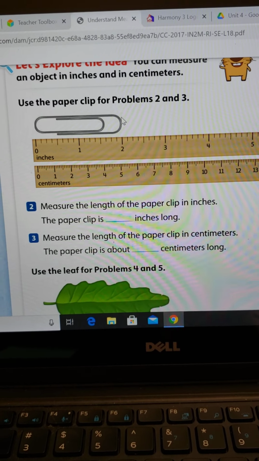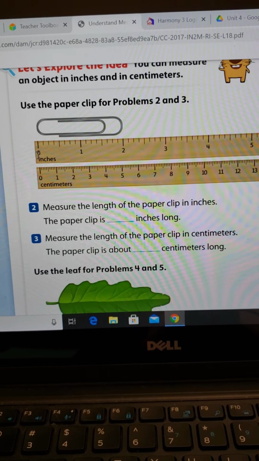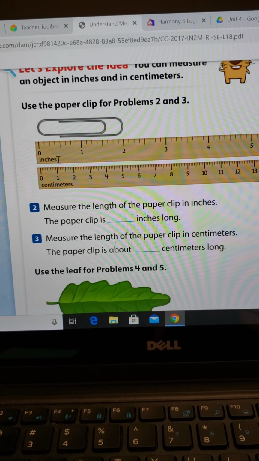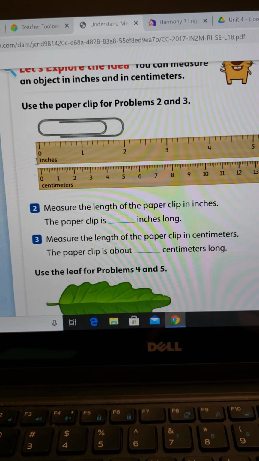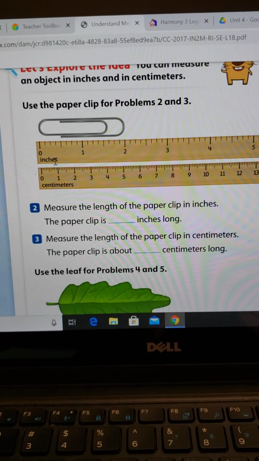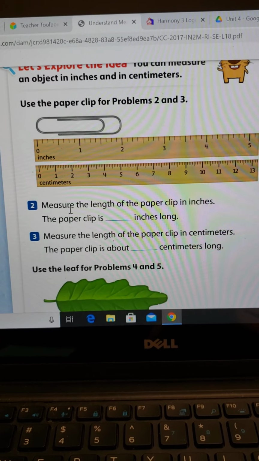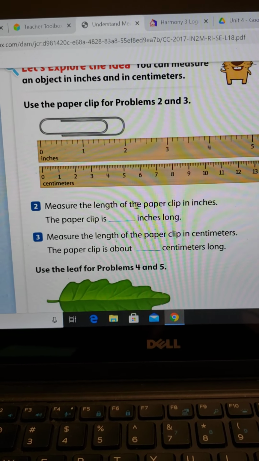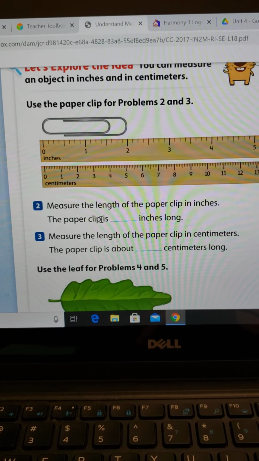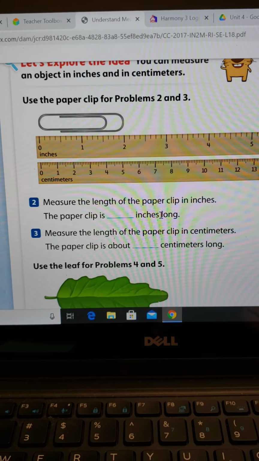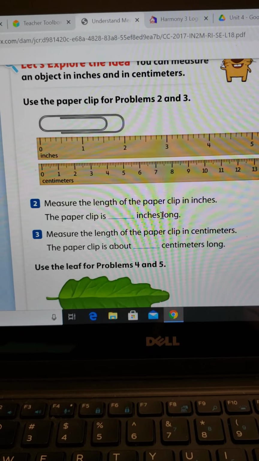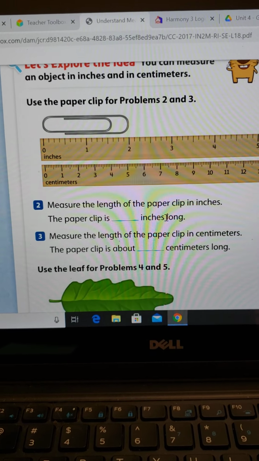Then rule number 3, the very last thing I do, is check what unit I am using. I can see right here that I am using inches. If I look down at number 2, it says measure the length of the paperclip in inches. So how many inches did we just figure out the paperclip was? You said 2, you are correct.